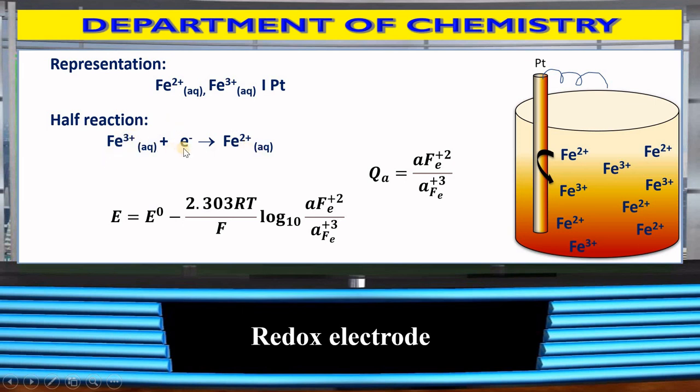Fe3+ plus electron gives Fe2+ in aqueous form, and the activity quotient for this reaction is activity of product divided by activity of reactant, meaning activity of Fe2+ divided by activity of Fe3+. The EMF equation for this reaction is E = E° - (2.303 RT/F) log10 (activity of Fe2+ / activity of Fe3+). By knowing the concentrations and activities of these two ions in the solution, we can calculate the EMF.